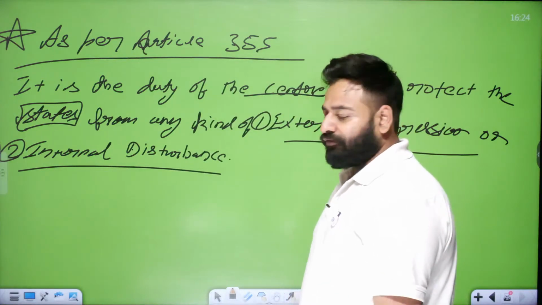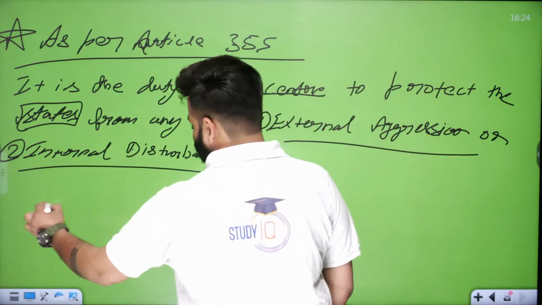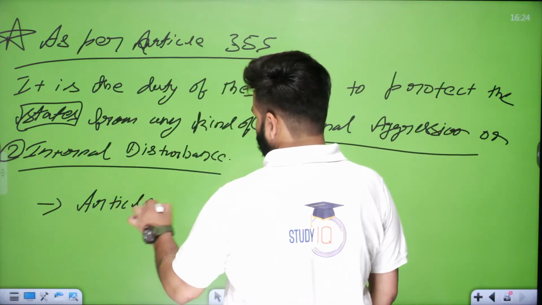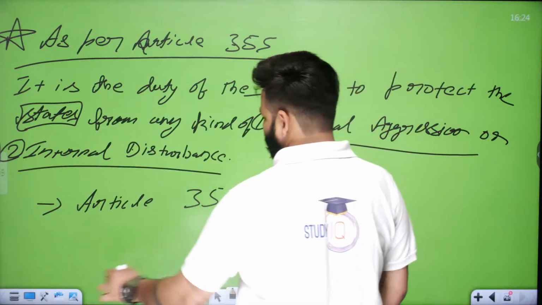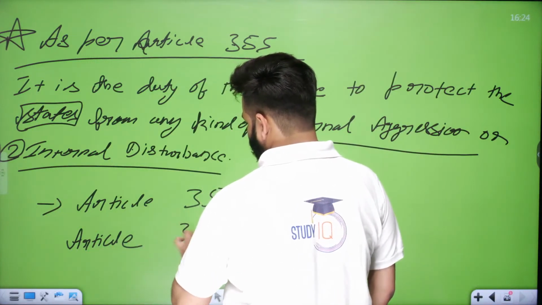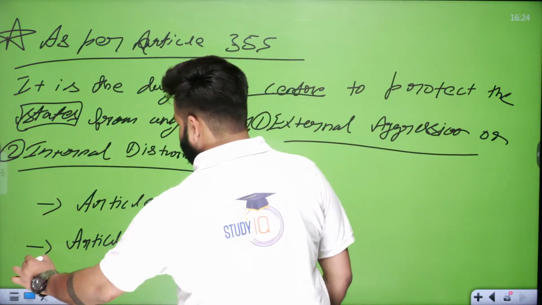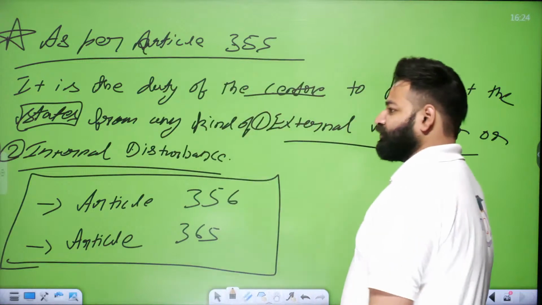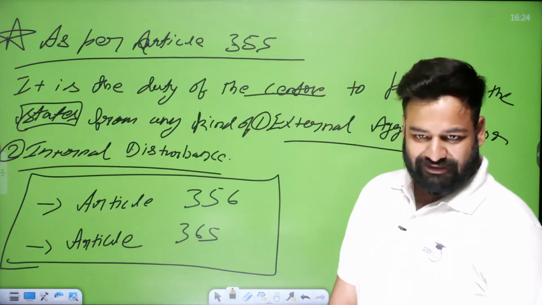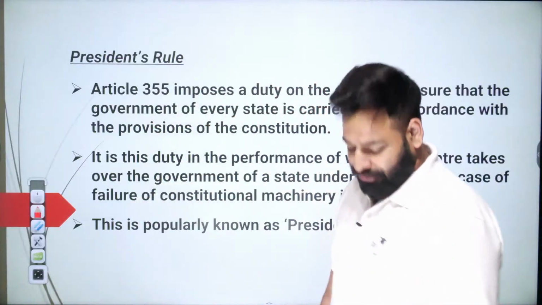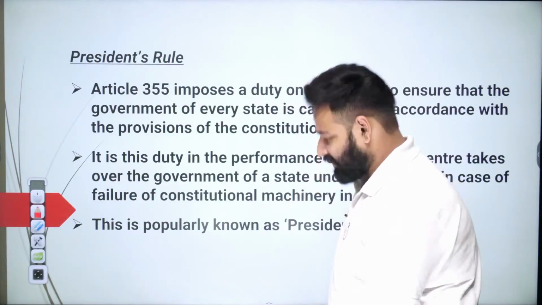For which the Constitution has given Article 356 and Article 365 to the center, to use the President's rule or the constitutional emergency in the states and retrieve normalcy. So here we go, as you can see, what is mentioned.